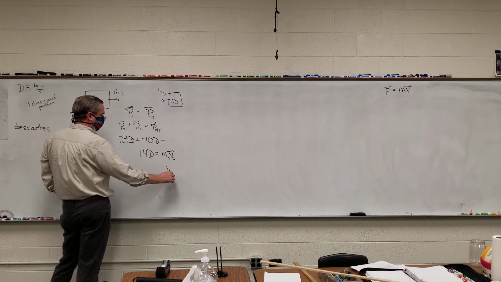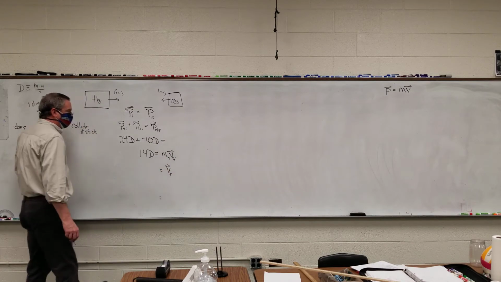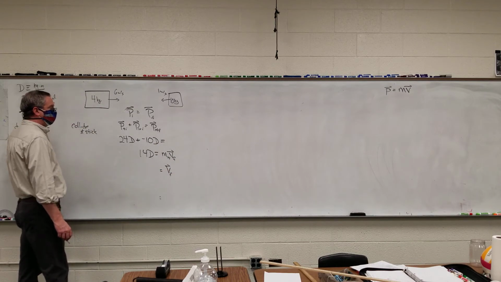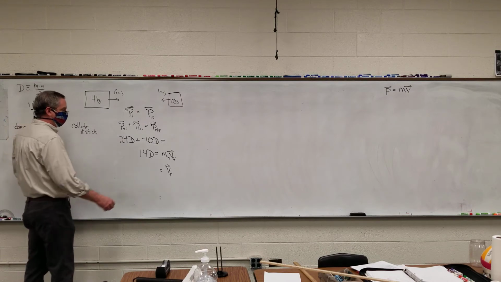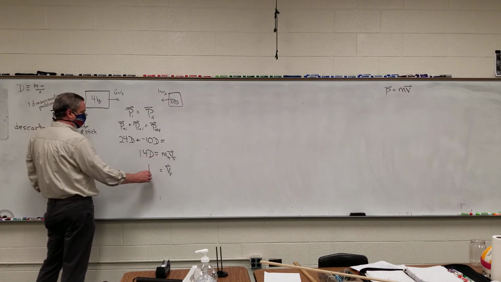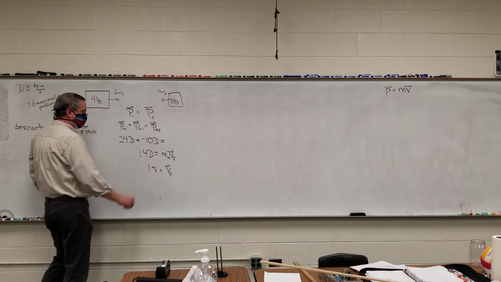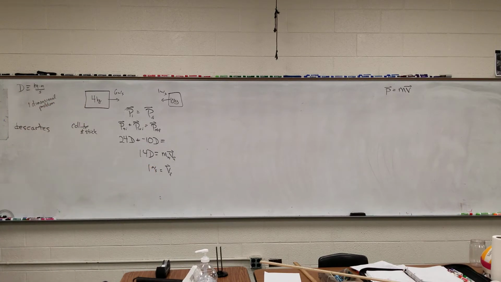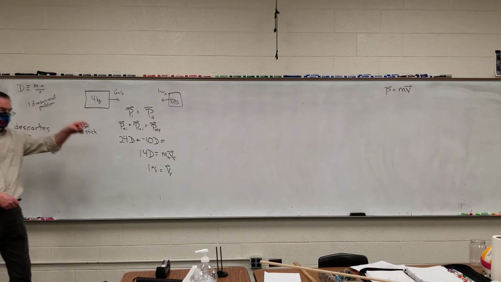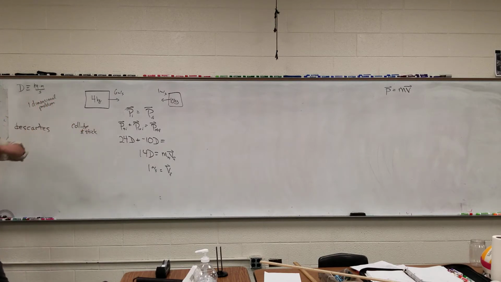And so V final is, well, that's easy math. 1. So in a perfectly inelastic collision, they will collide and then head to the right, as it's a positive answer, at 1 meter per second. The 10 kilogram turns around, the 4 kilogram does not. It just slows down.